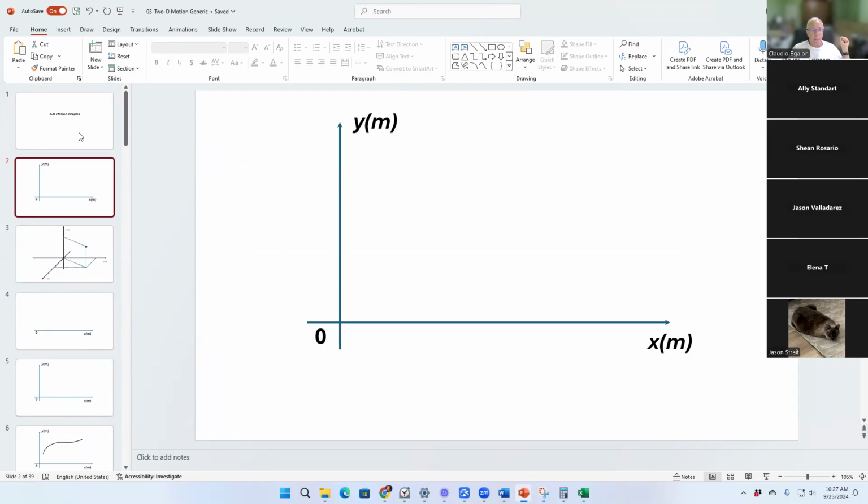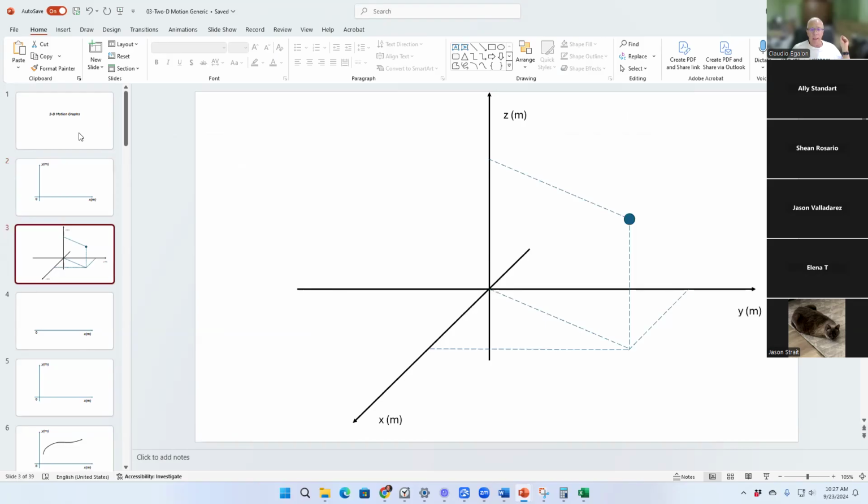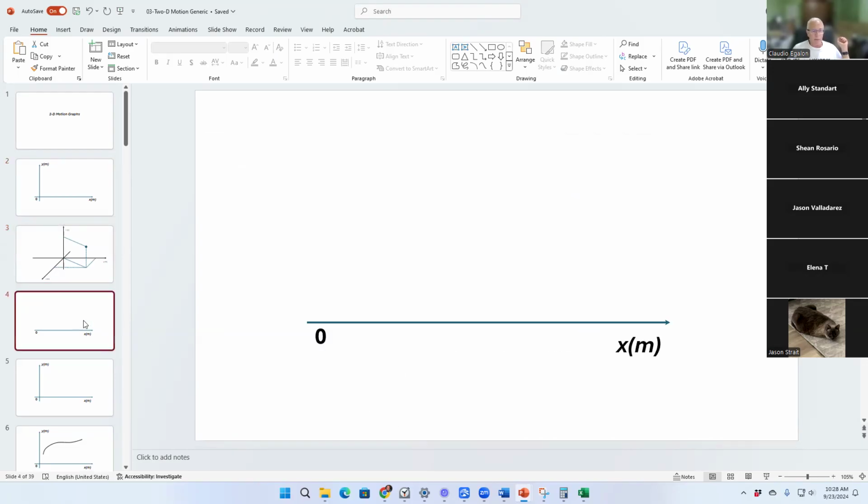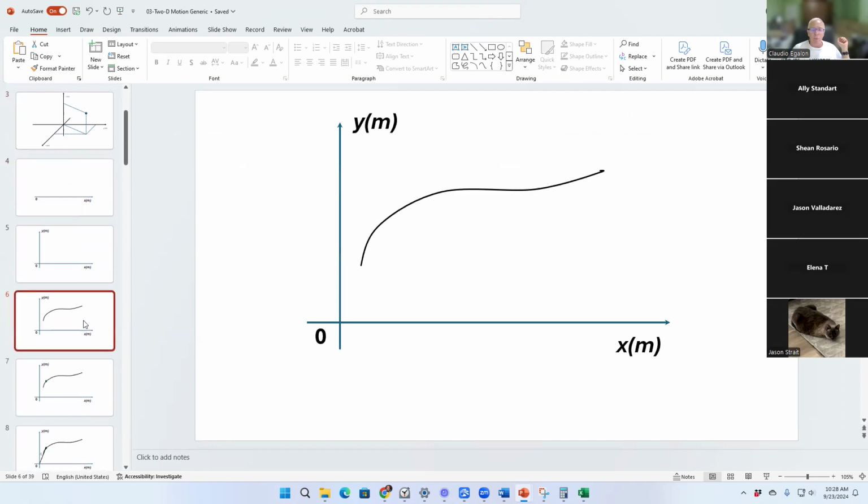Here is the XYZ space. That's a type of 3D. Let's go back to the 2D, then we worry about the 3D later on. X-axis, y-axis. And if you want to depict a two-dimensional motion, we can depict the path of the particle like this curve that you see right here.